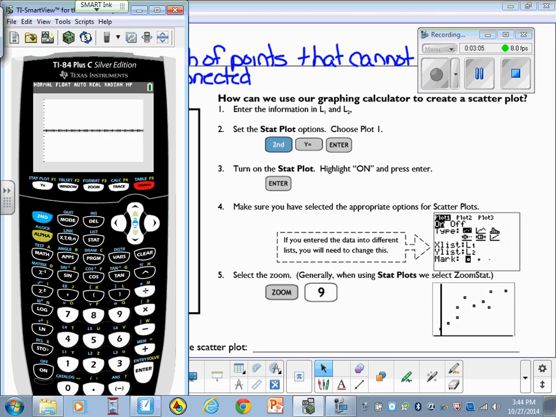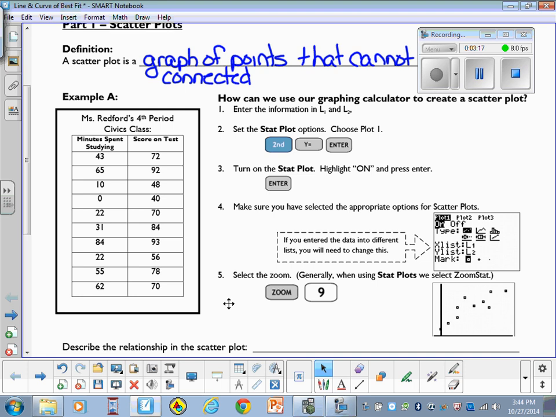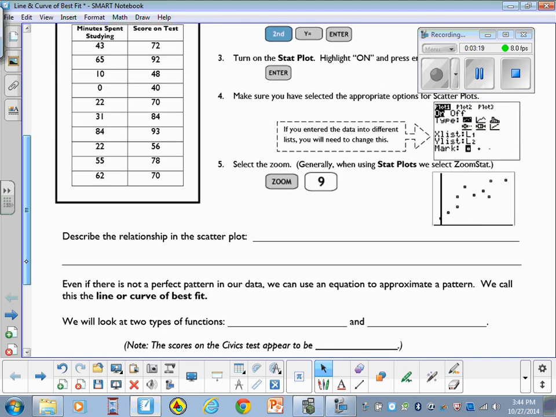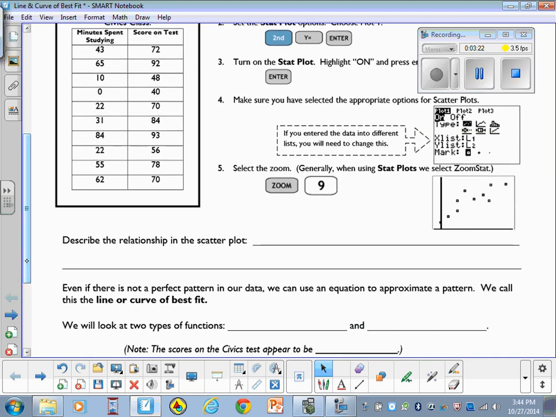Uh-oh, can't see anything. So zoom stat, and there we go. Our beautiful plus marks representing every point in this scatter plot. The relationship of this scatter plot: now, I'm looking over here at my screenshot of it, and it's definitely going up to the right. Does it look like it's kind of going up in a line or a curve? And I would say that it's more like a line.